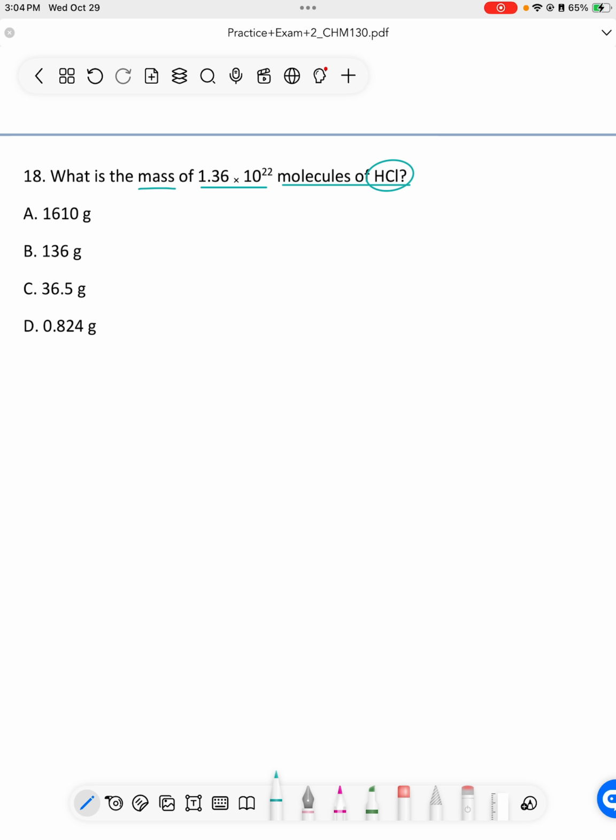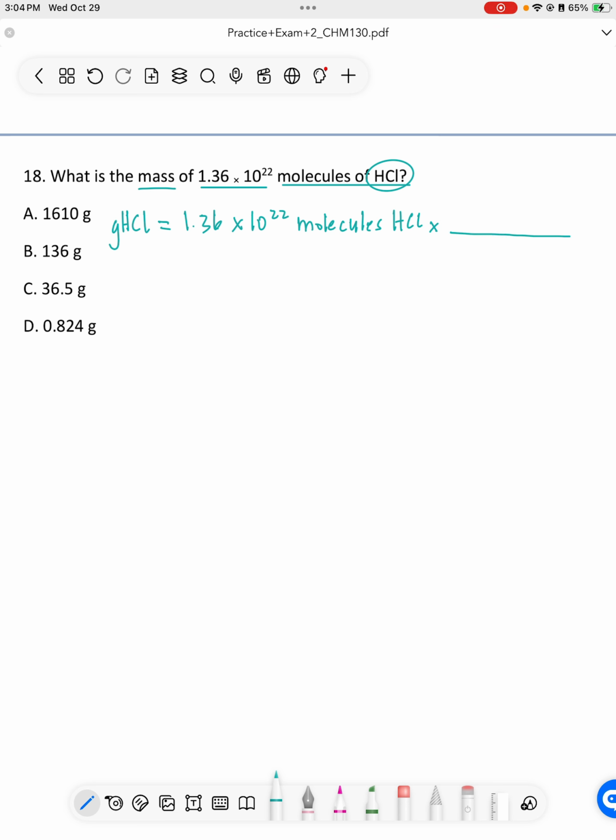All right, so the first thing we want to do is write our map. What are we looking for? We're looking for grams of HCl. So that's what we want to end up with on top. And we've been given, so we write what we want. Now we write what we've been given, which is 1.36 times 10 to the 22 molecules of HCl.